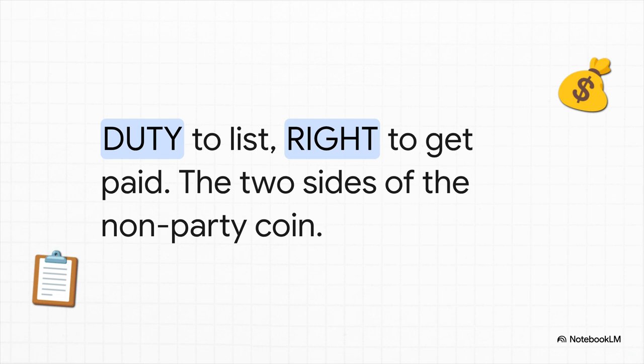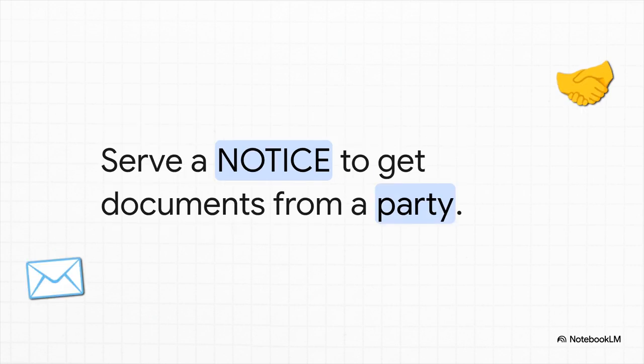Next, the non-party's position. It's a two-parter. Rule 20.24 is their duty to give you the list, and Rule 20.25 is their right to get paid for it. 20.24 and 20.25. Duty and right. Easy. Now, let's talk about getting the actual documents. Rule 20.31 is the easy one. That's for getting documents from a party. You just send them a notice.